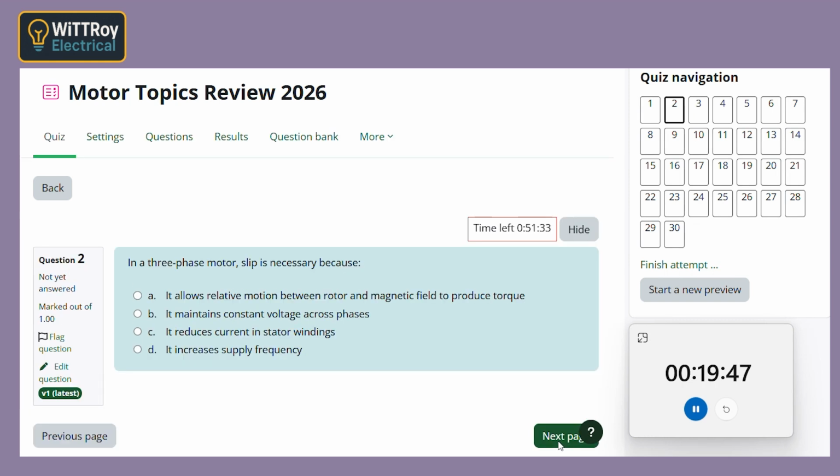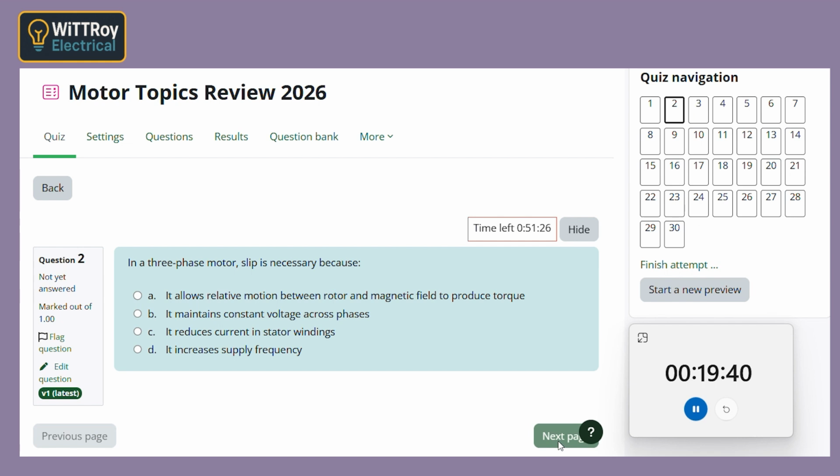Question 2. Why is slip needed? I picked to reduce current. Okay, that's not correct, but it's a good opportunity to understand it properly. Slip is needed to produce torque. It creates the relative motion between the rotor and the rotating magnetic field.